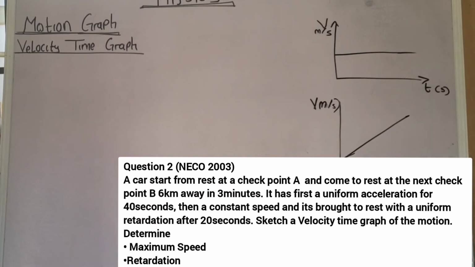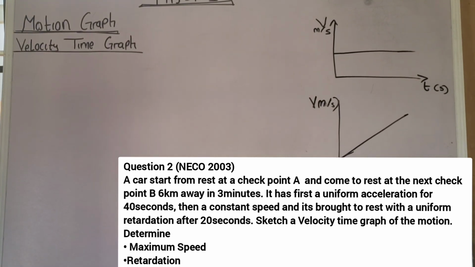Question 2. A car starts from rest at a checkpoint A and comes to rest at the next checkpoint B, 6 kilometers away in 3 minutes. It has first a uniform acceleration for 40 seconds, then a constant speed, and is brought to rest with a uniform retardation after 20 seconds. Sketch a velocity time graph of the motion. That's the first question. Then we are asked to determine the maximum speed and the retardation.